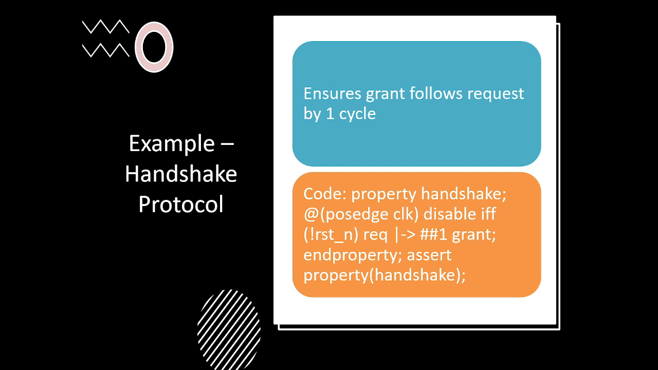This will be a property because it has both a condition and a sequence. The condition is that request is followed by grant, and it is called the property handshake. That's how the condition and the sequence are monitored, so it is called a property.